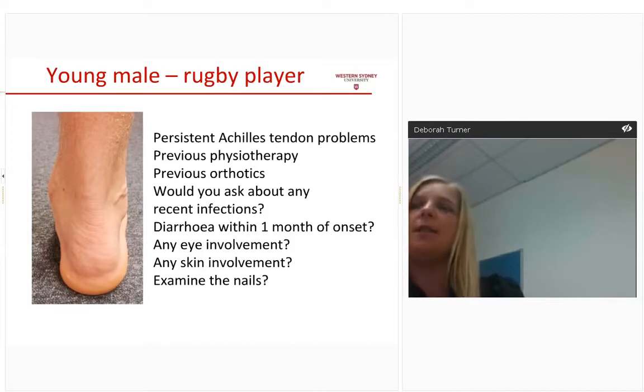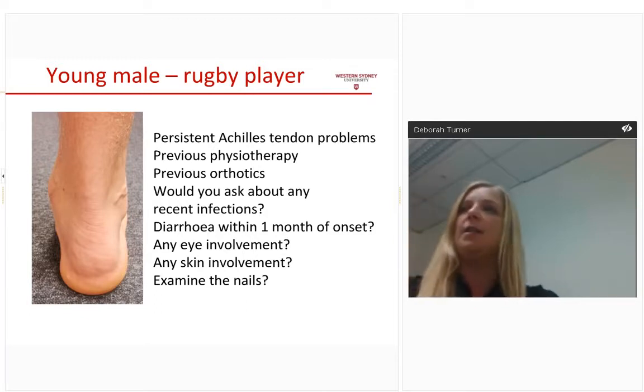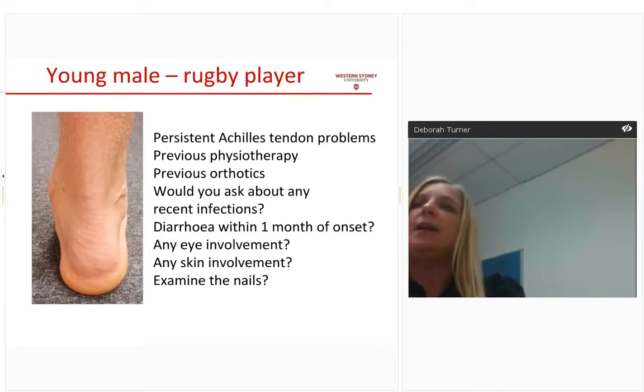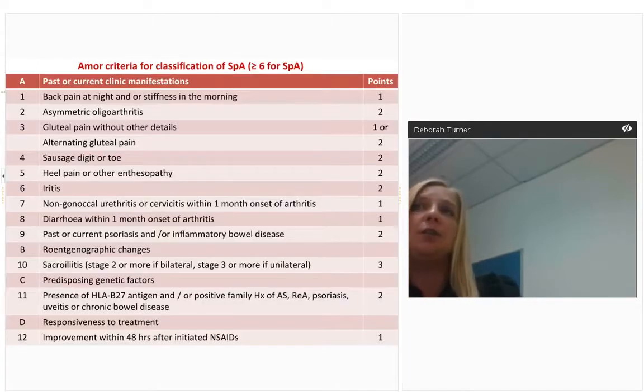But if this was a patient that had come to you with poor response to these, would you be asking questions about recent infections? Would you ask if the patient has had diarrhea within 1 month of the onset of symptoms? Would you ask about coexistent eye involvement? Would you ask about any skin involvement? And would you take time to examine the nails? Really we need to be considering this in terms of a clinical suspicion for a spondyloarthropathy.